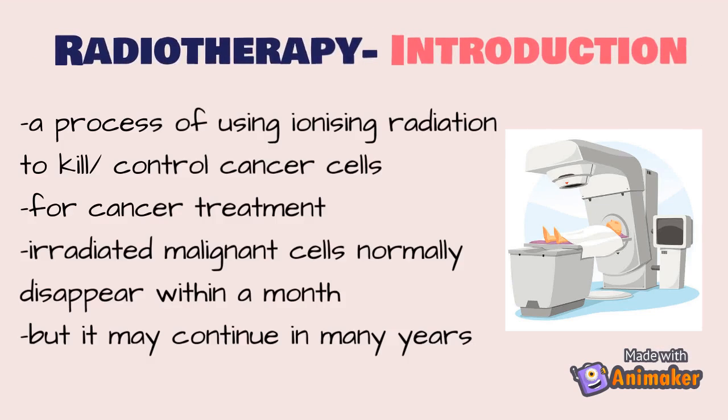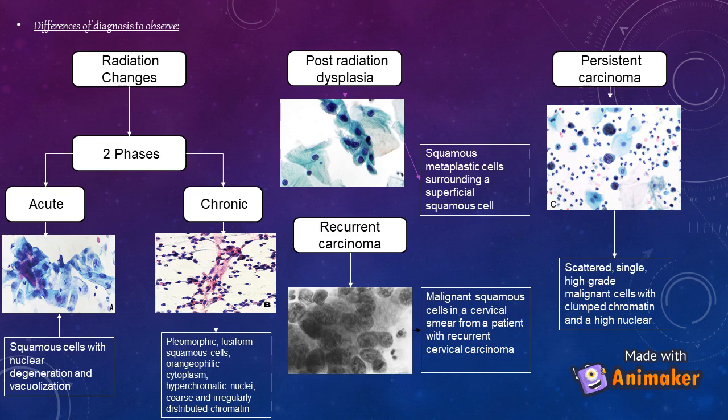Radiotherapy is a process of using ionizing radiation to kill or control cancer cells. It is also used for cancer treatment, where the irradiated malignant cells normally disappear within a month, but the changes may continue for many years. Then we go to the differences of diagnosis to observe.